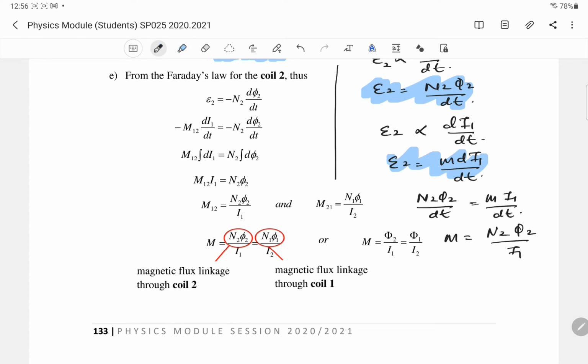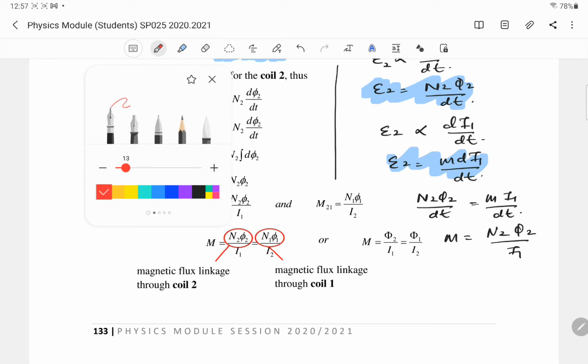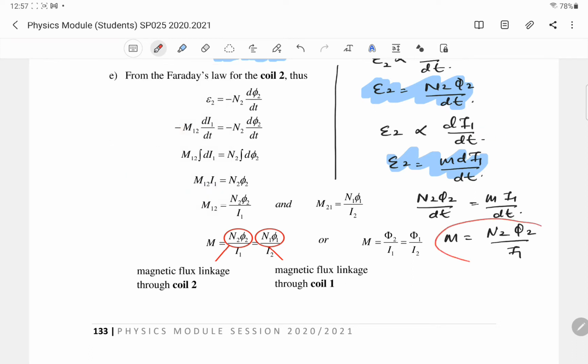Alright, so kita state yang ni. Kita state yang di sini. Okay, di mana M equal to N2 Φ2 over I1, where N2 Φ2 is the magnetic flux linkage through coil 2, and then N1 Φ1 over I2 is the magnetic flux linkage through coil number 1.